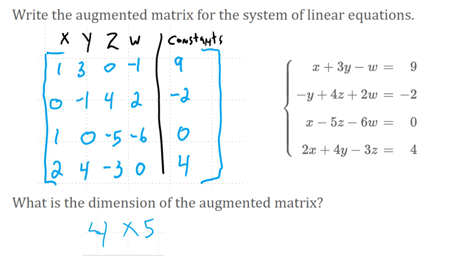So then to answer the question, what are the dimensions of this augmented matrix? We have 1, 2, 3, 4 rows, and we have 1, 2, 3, 4, 5 columns. So the dimensions is a 4 by 5 matrix, okay?